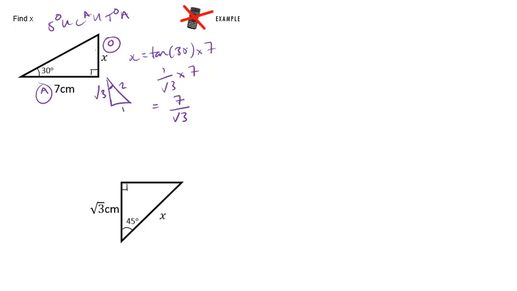And generally, if our denominator is a surd, then it's really useful to multiply top and bottom by that surd. So we'll get 7 root 3 divided by 3. It's generally more useful to leave it with an integer on the base.